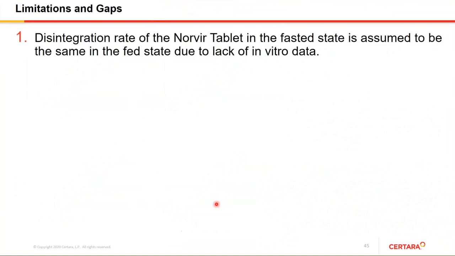So just to conclude, some of the limitations are that the disintegration rate of the Norvir tablet in the fasted state is assumed to be the same as that of the fed state. So there is a lack of in vitro data on the disintegration rate of the tablet in the fed state. And you can imagine that because of the viscosity, the disintegration rate can differ. We can do some experiments here by mimicking the viscosity in the fed state by adding polymers like HPMC. But this requires some in vitro experiments.